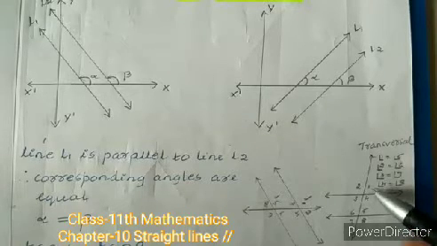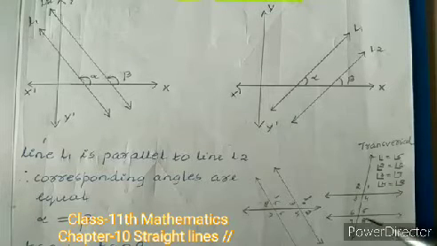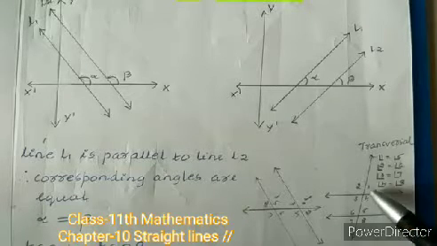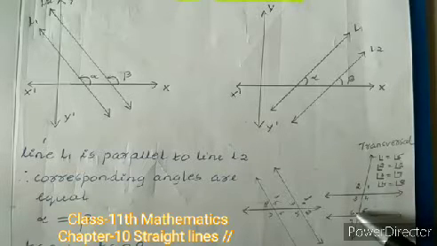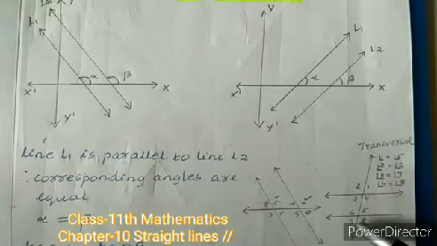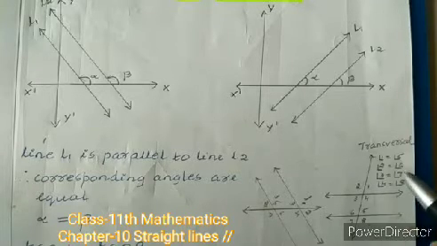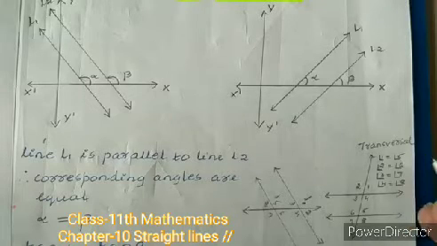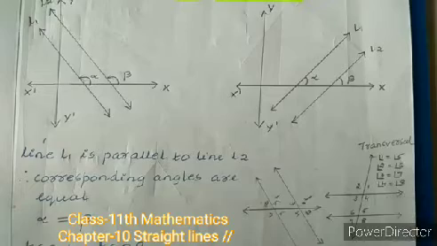Let us name the angles with the numbers 1, 2, 3, 4, 5, 6, 7, 8. Now the corresponding angles are equal. The corresponding angles in this case mean angle 1 is equal to angle 5, angle 2 is equal to angle 6, angle 3 is equal to angle 7, angle 4 is equal to angle 8. In this way these angles are equal. So by using this property, we will now derive the condition for parallelism.